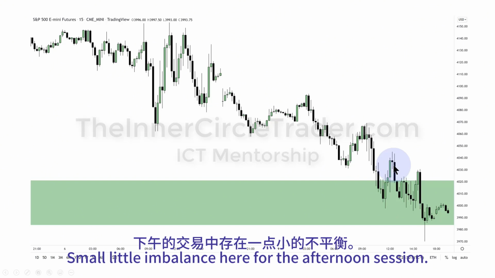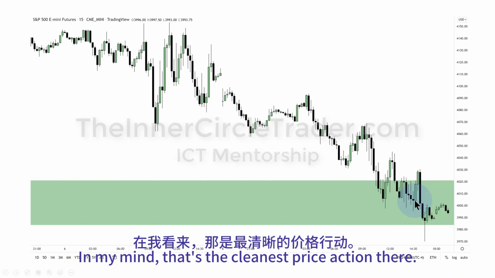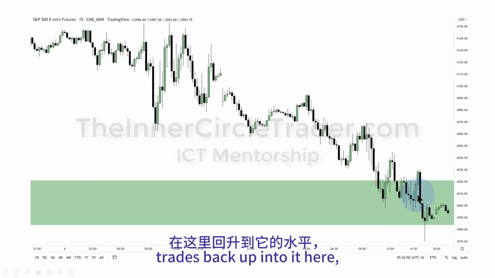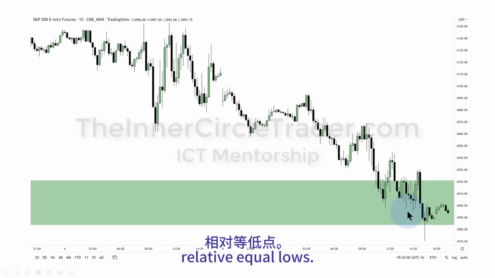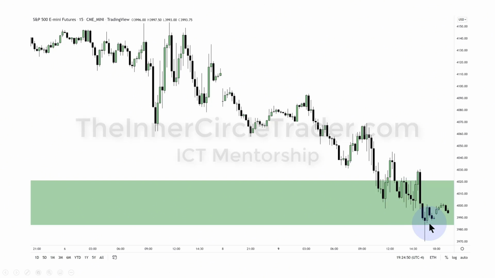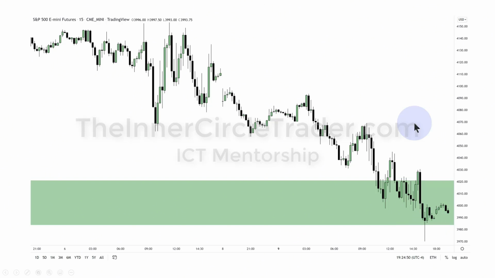Small little imbalance here for the afternoon session. Really nice sell-off there. In my mind, that's the cleanest price action there. So that short-term high, imbalance, trades back up into it here, relative equal lows, prior to this drop down. They dig into the deeper end or discount low of that shaded green area, and that has been shown to you in the daily chart.